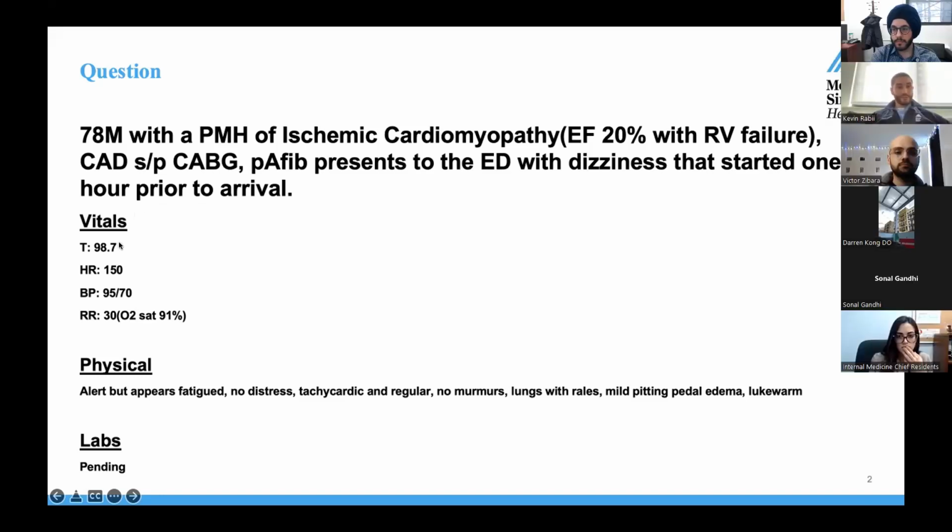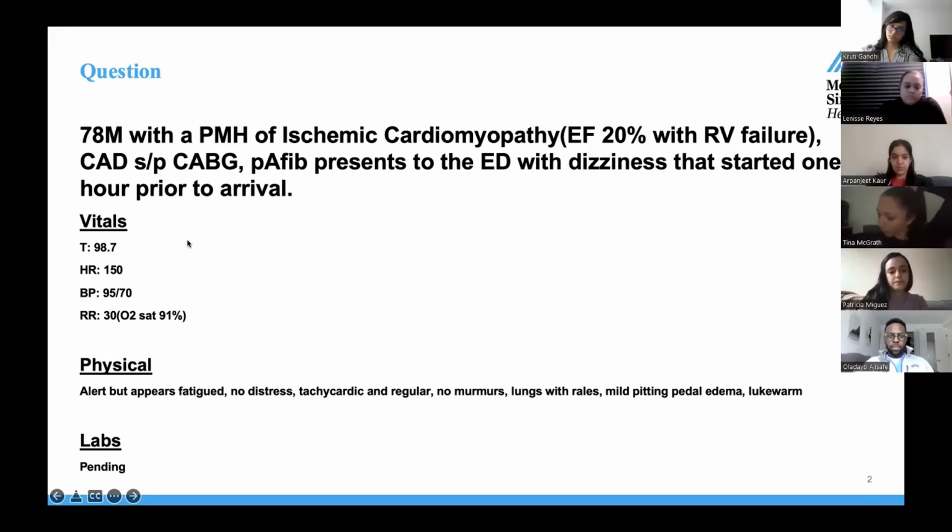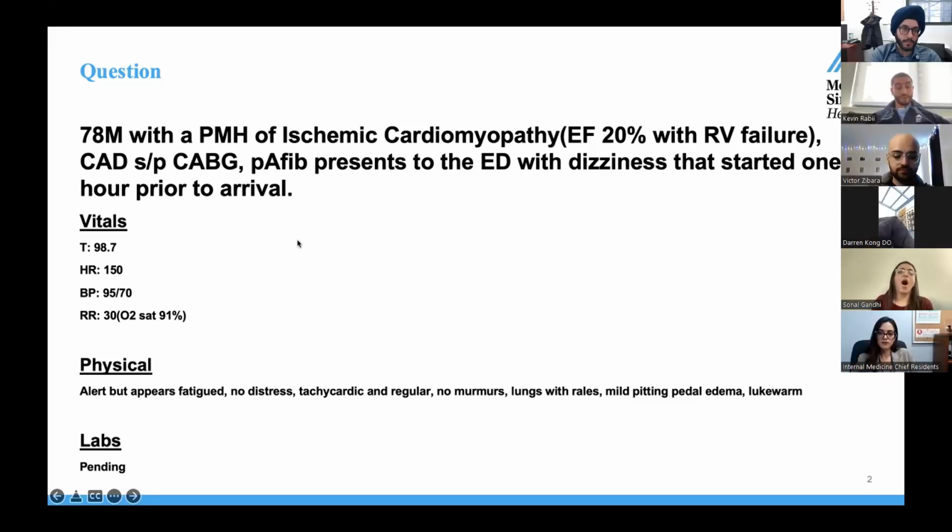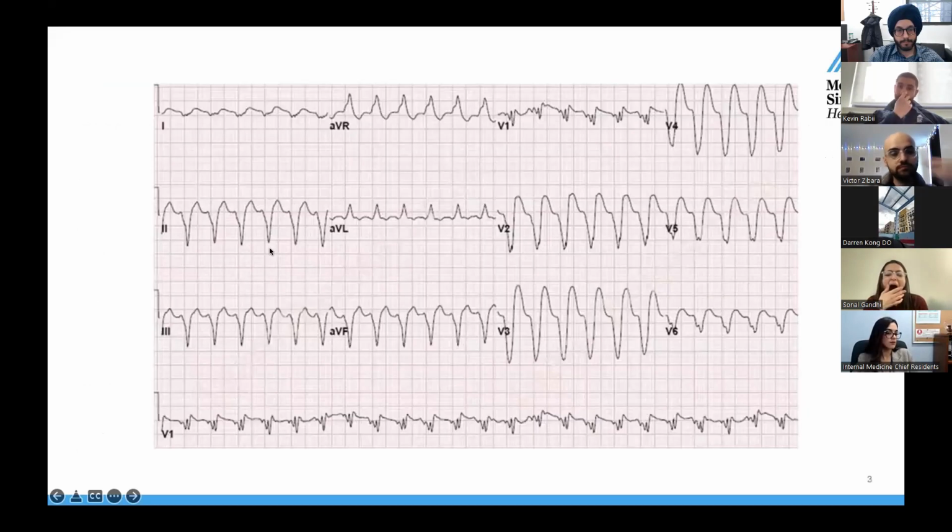On physical exam, the patient's alert but appears fatigued with no acute distress. Heart exam is tachycardic and regular. There's no murmurs. There's rales in the lungs bilaterally and mild pitting edema with lukewarm extremities. Labs are pending. And this is the initial EKG that's presented by the ED team. Would any brave souls out there like to read this EKG, not necessarily in detail, but just describing what you see?